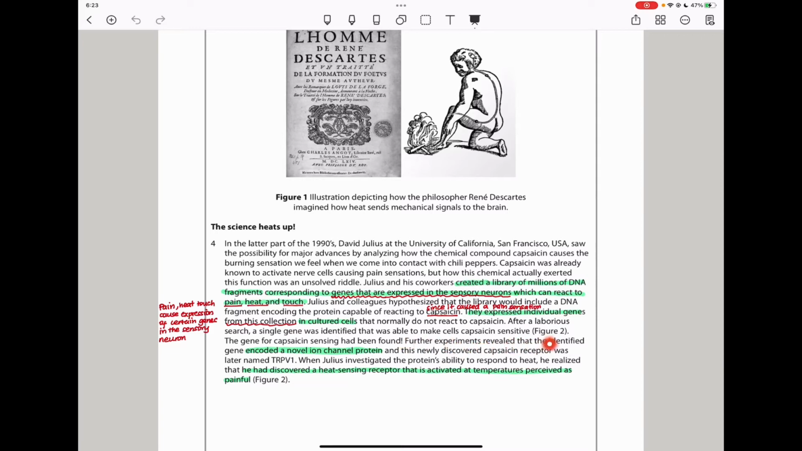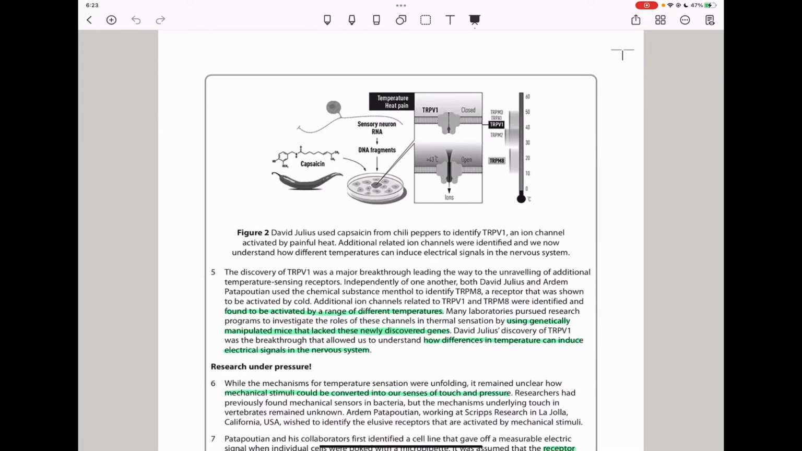Further experiments revealed that the identified gene encoded a novel ion channel protein, and this newly discovered capsaicin receptor was later named TRPV1. When Julius investigated the protein's ability to respond to heat, he realized that he had discovered a heat-sensing receptor that is activated at temperatures perceived as painful, as we can see in figure 2. So let us continue. So here we can see this is the molecule got from chili pepper. It was transferred into the cells, as we can see, and then the experiment was carried out.